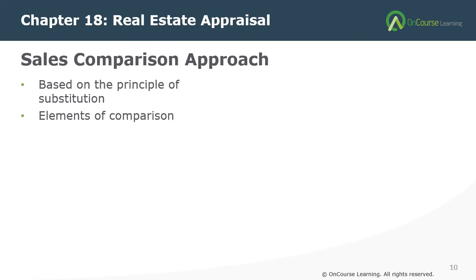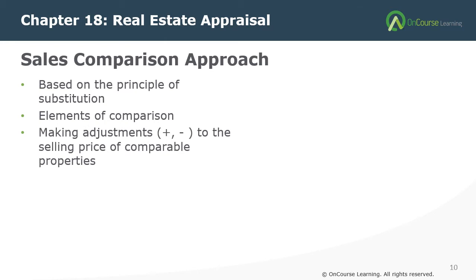In the sales comparison approach, there are 6 elements of comparison. Elements of comparison are those characteristics that cause property prices to differ. The 6 elements of comparison are property rights, financing, conditions of sale, market conditions, location, and physical characteristics.